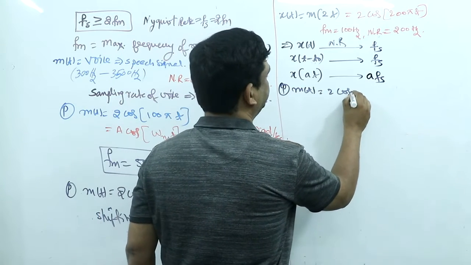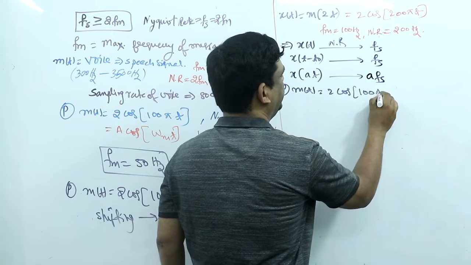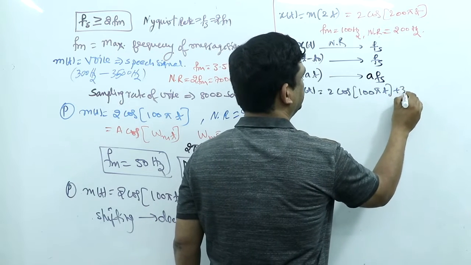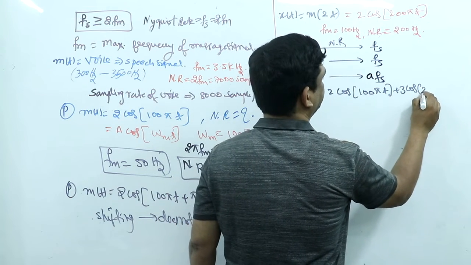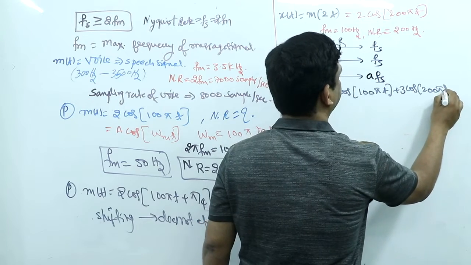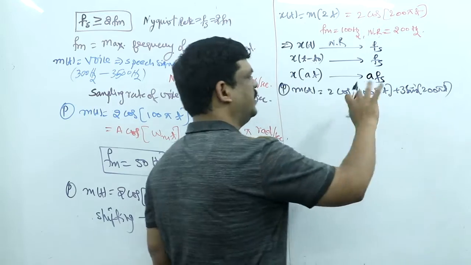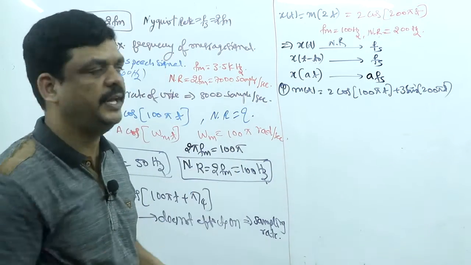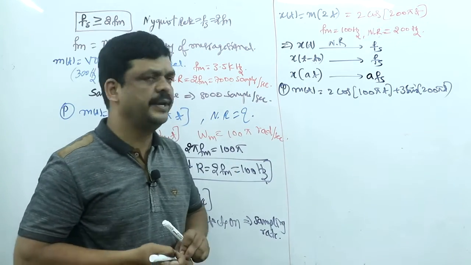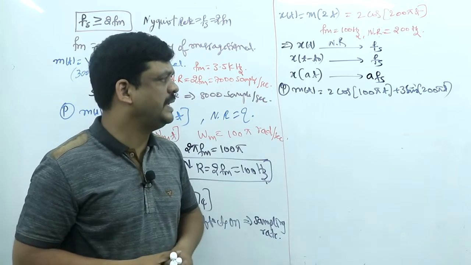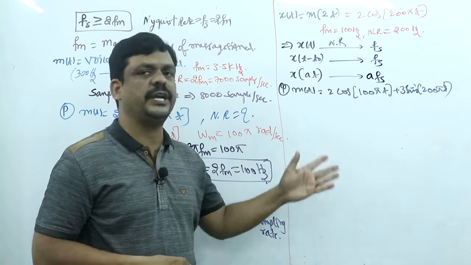2 cos of 100 pi t plus 3 cos of 200 pi t. Okay, let us take 3 sine or cos, anything. Sine, cos, it does not matter, because shifting does not affect the sampling rate. So 2 into cos of 100 pi t plus 3 into sine of 200 pi t.